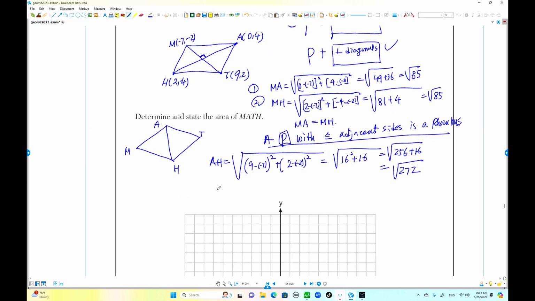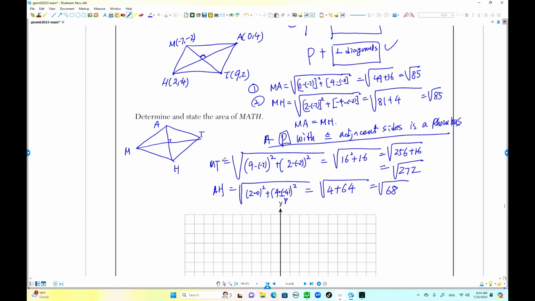The next one, MT, the other diagonal. This is MT, and this is AH. 2 minus 0 squared, plus 4 minus -4 squared. That equals 2 squared is 4, and 8 squared is 64, which equals the square root of 68.